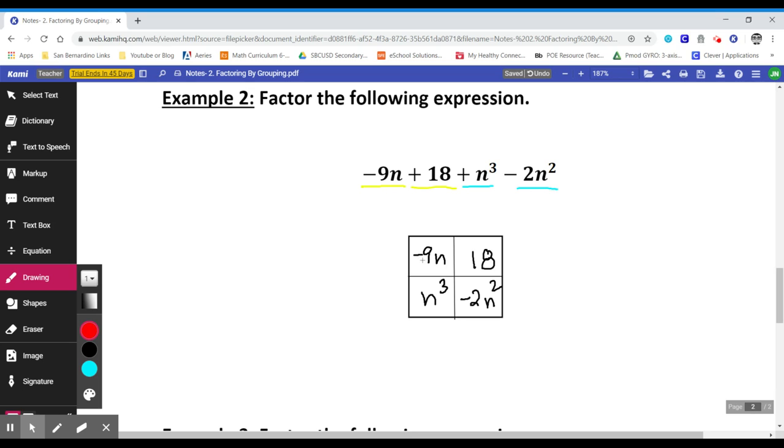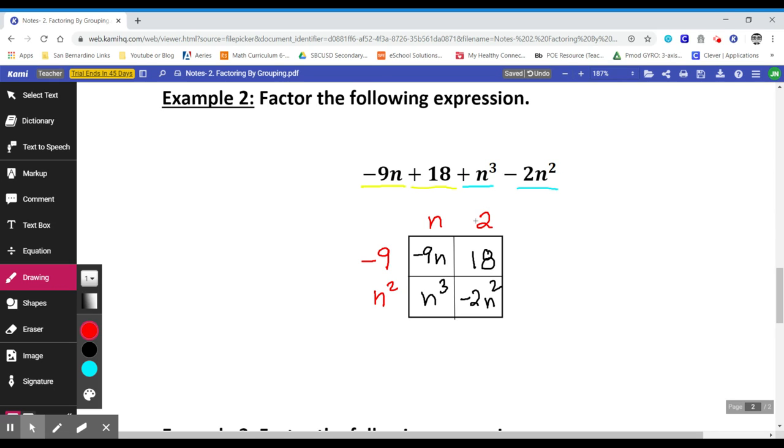So on the first row, I have negative 9n and then 18. I can take out a 9, but remember that this is going to be a negative 9 because the first term is a negative. On the next one, I can take out an n to the power of 2. On the first column, I can take out an n. And on the next one, I can take out, looks like a 2.